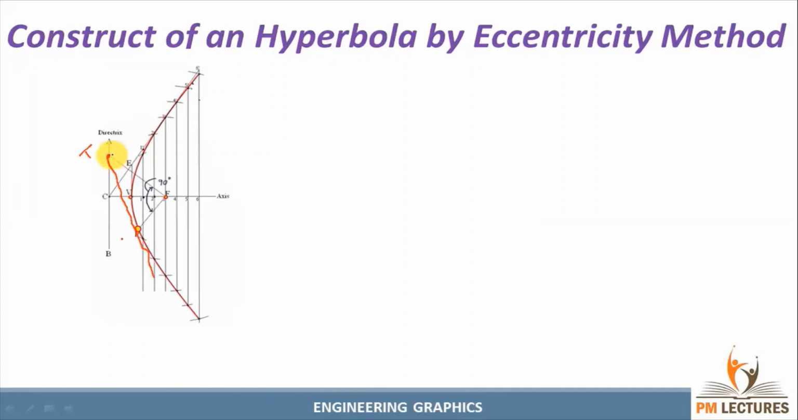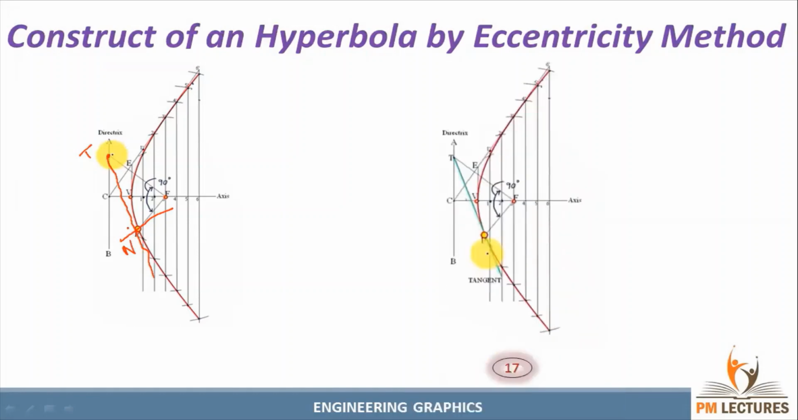After that, we need to draw a normal line for that point, like this, and say it is the normal line. That's all, guys. See here, you can understand it clearly.